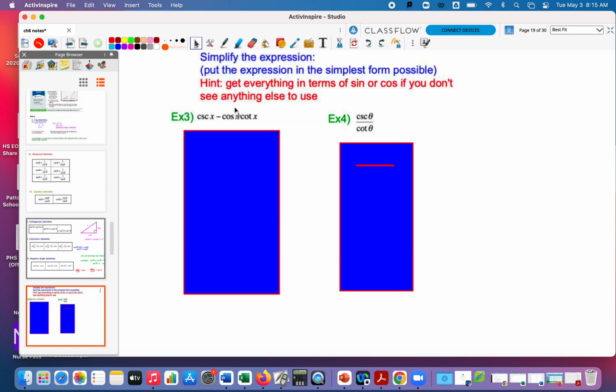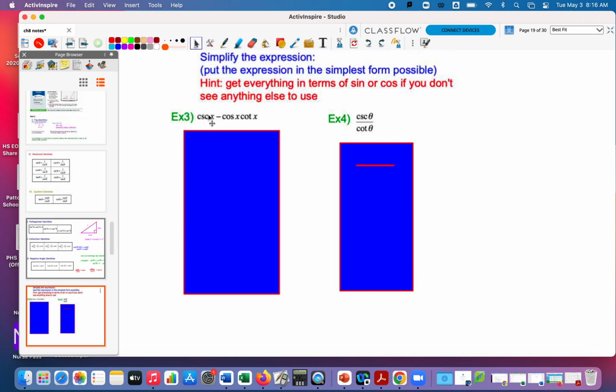So let's try a few examples out. The idea here is to simplify the expression, put it in the simplest form possible, ideally just one trig function instead of, here we can see, three different ones going on. There's lots of strategies we'll talk about. One of them is try to get everything in terms of sine or cosine, since we have a lot of identities and properties that use sine and cosine.